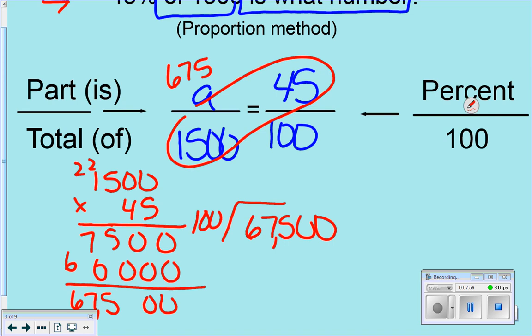Sure. You can cross out your zeros. I could do that here if I wanted. Yep. No, you're okay. So 675 should be my answer. All right, let's try another one. Can I go to the next one?